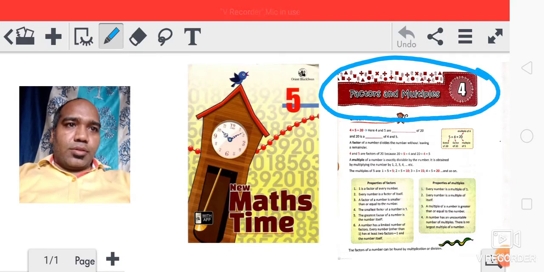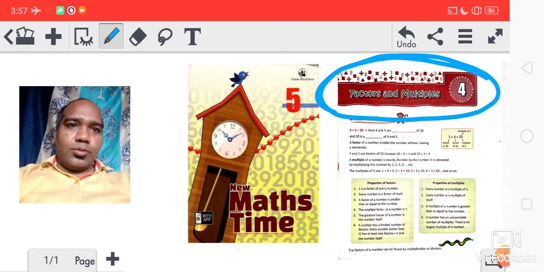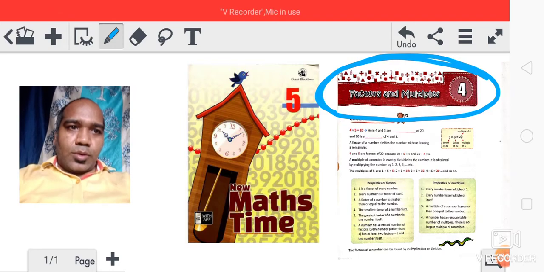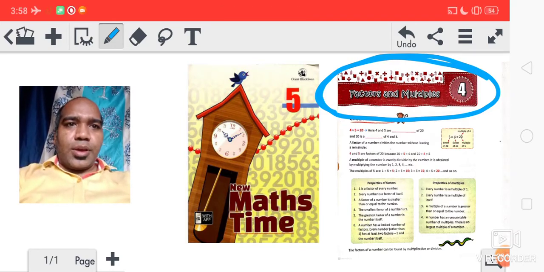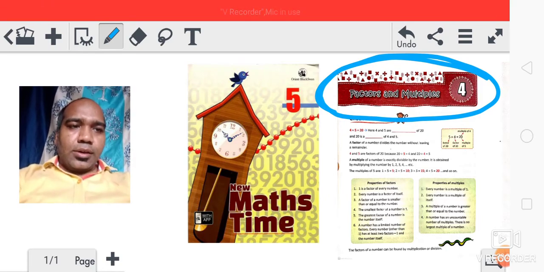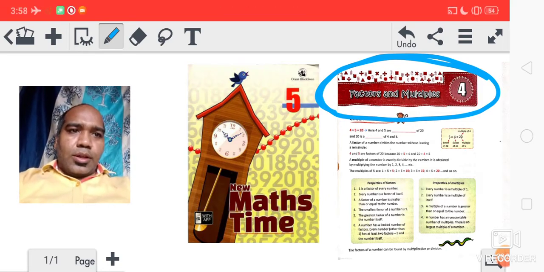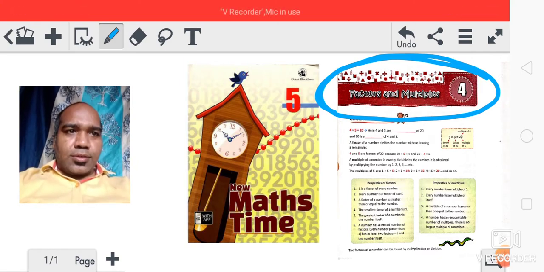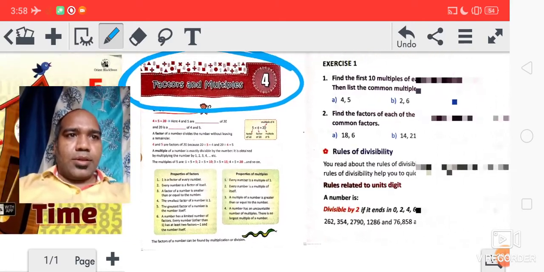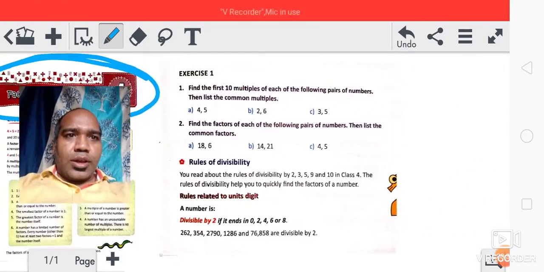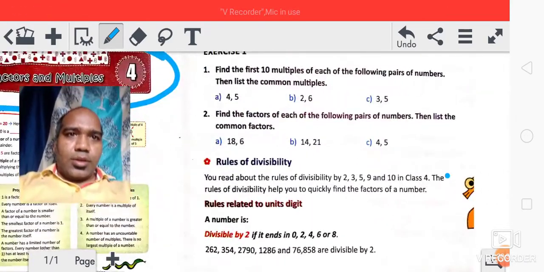and multiples. This is your fourth chapter. We are going to begin today. Okay, factors and multiples. A little bit of an idea you must be having, something you must have studied in class 4 also. Okay, now but we'll discuss it in detail. Factors and multiples. So here is your exercise 1.